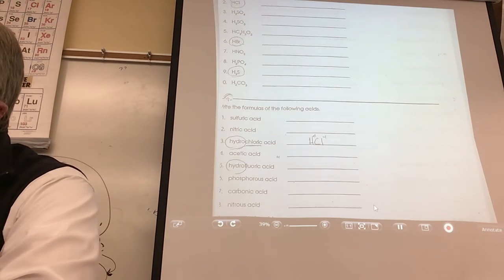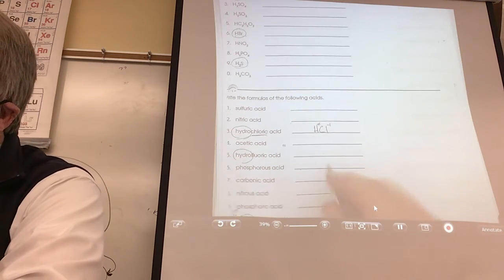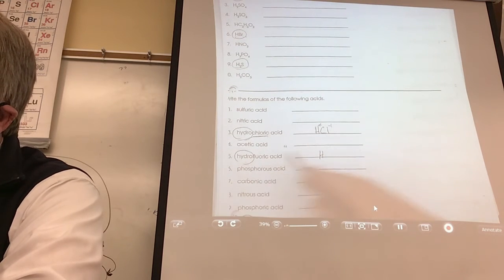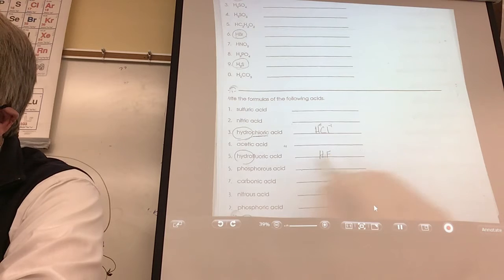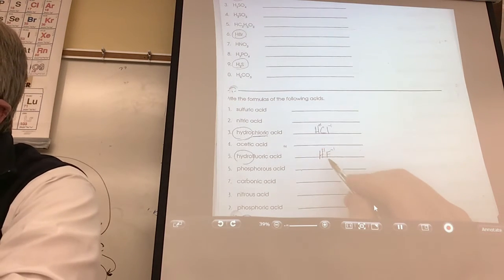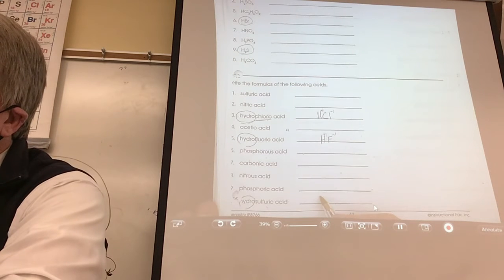All right, Zach, what you got for this one? Okay, so it's hydro, so that means there's no oxygen, and the other element's fluorine. Fluorine is -1 on the periodic table. There's that one. And you want to try this one, Julia?